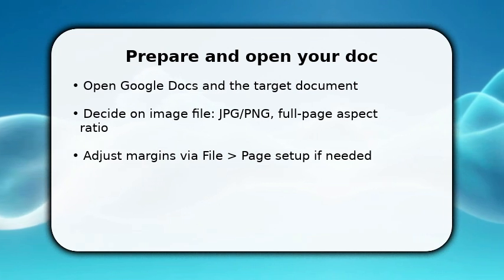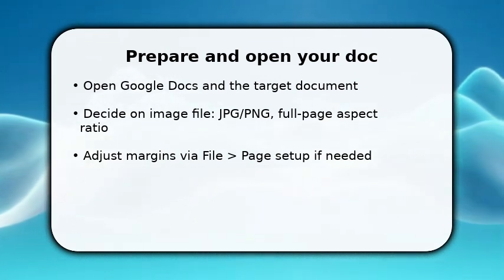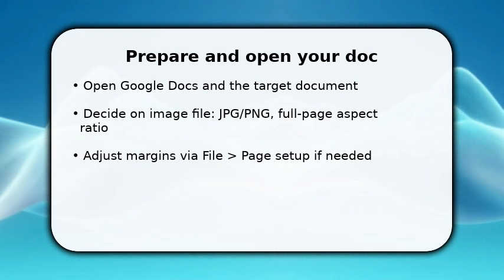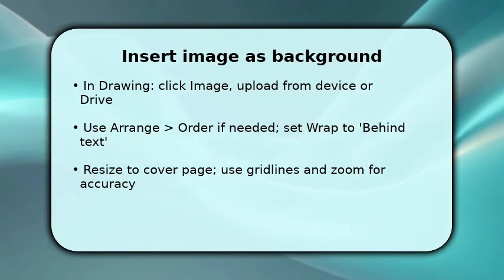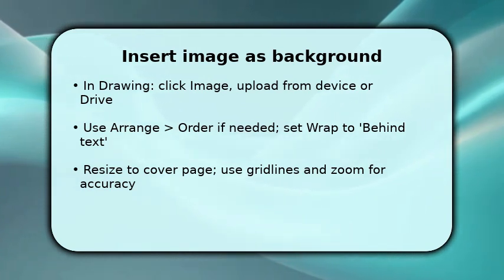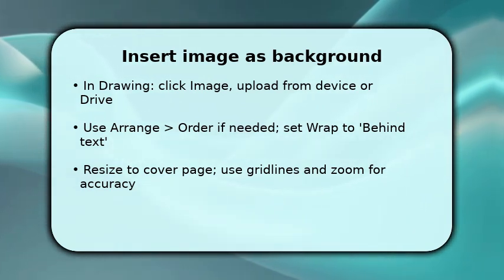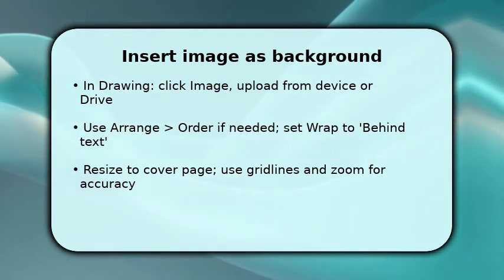Now go to Insert Drawing New to begin placing the image. This container will let you control wrapping and layering without breaking your text flow. In the drawing window, click the image icon and upload from your device or drive. Once placed, drag the corner handles to scale the picture to cover the page area.